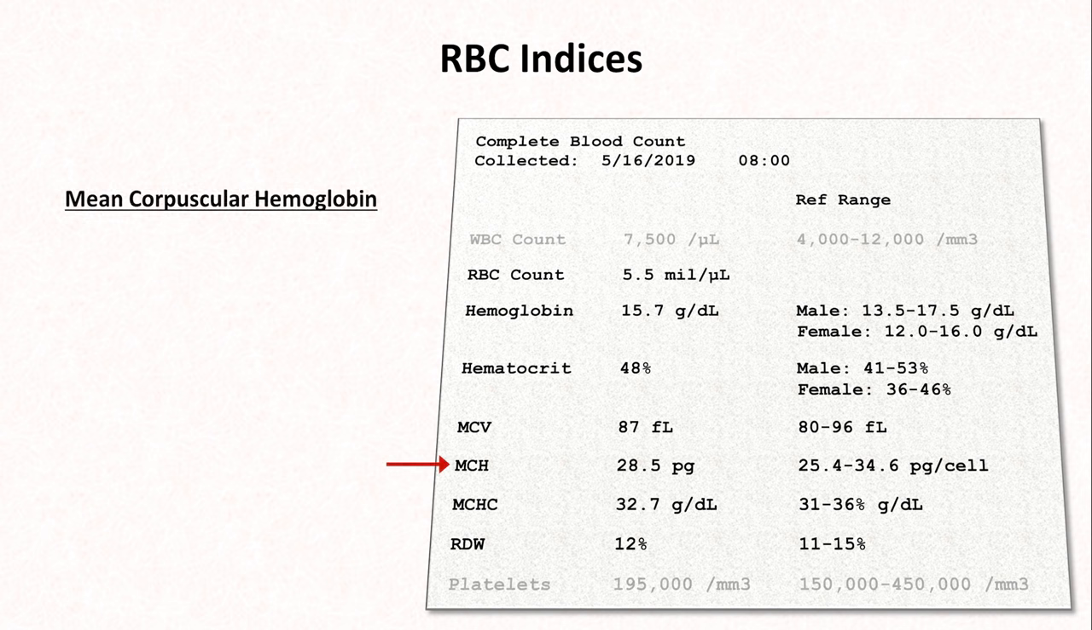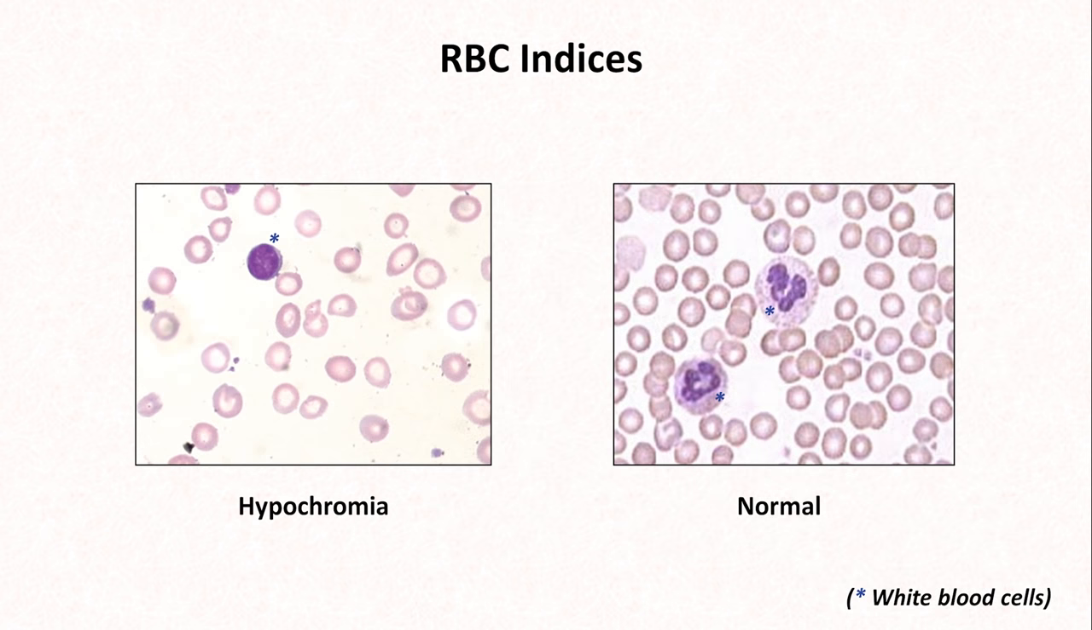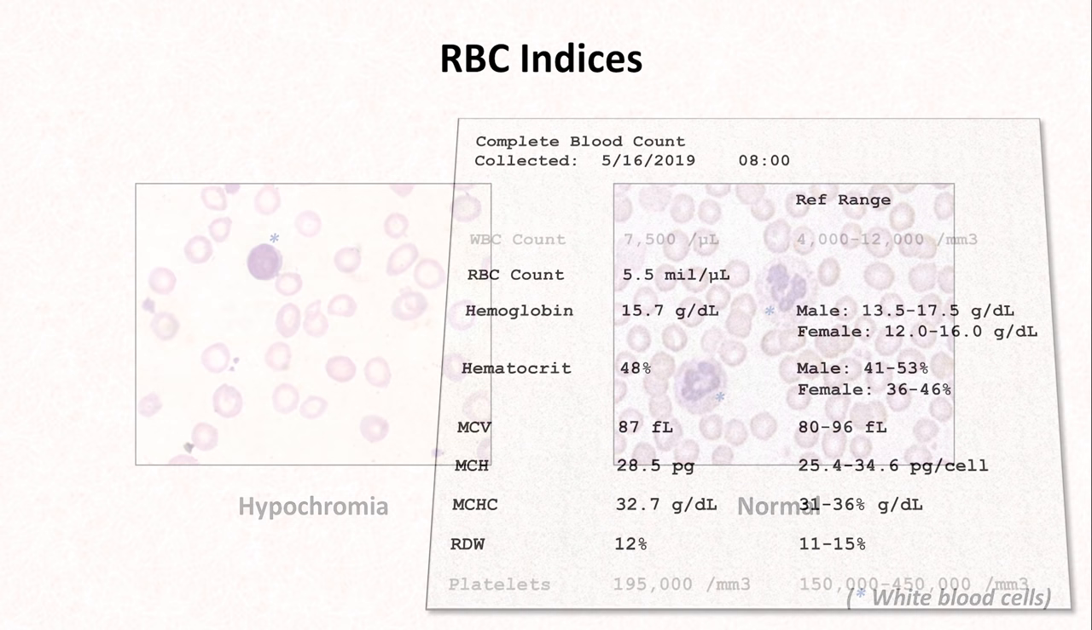Mean corpuscular hemoglobin is the average hemoglobin content in a single red blood cell. It is calculated. MCH equals hemoglobin divided by RBCs. A low MCH results in the blood smear finding of hypochromia, or relatively pale red cells, since oxygenated hemoglobin is what's responsible for the cell's red color. Less hemoglobin means less red. This may be seen in iron deficiency and in hemoglobinopathies like the thalassemias.